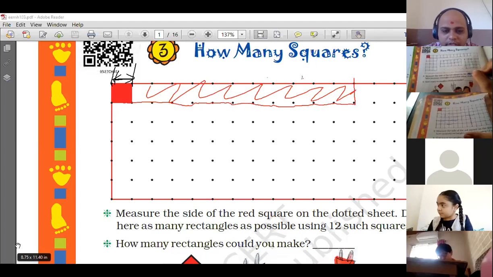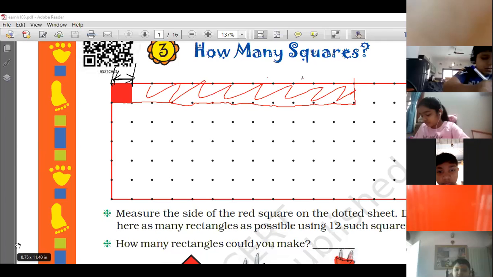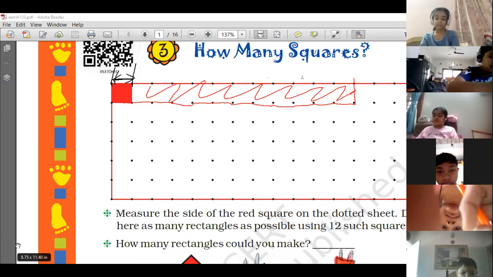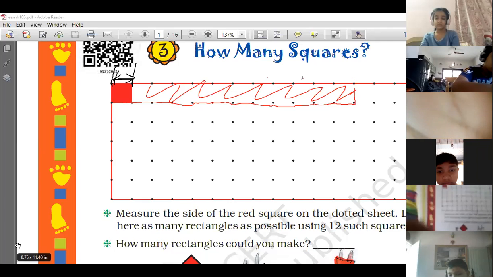Very good. Come on, Dhruv, show it to me. Come on, everyone. Vruta, are you doing this? Are you taking part in this activity? Yes, Jeet. Well done.